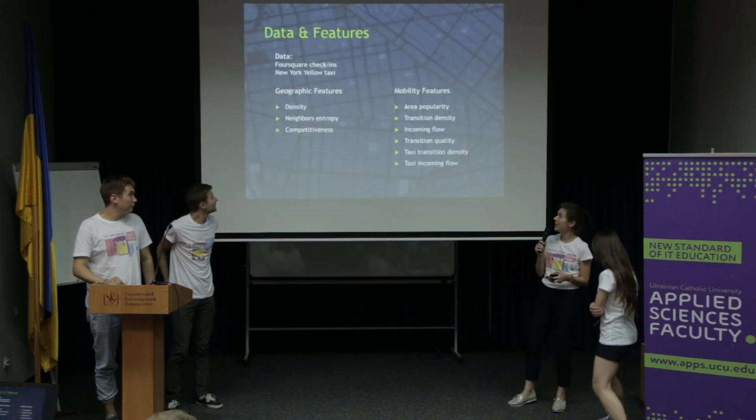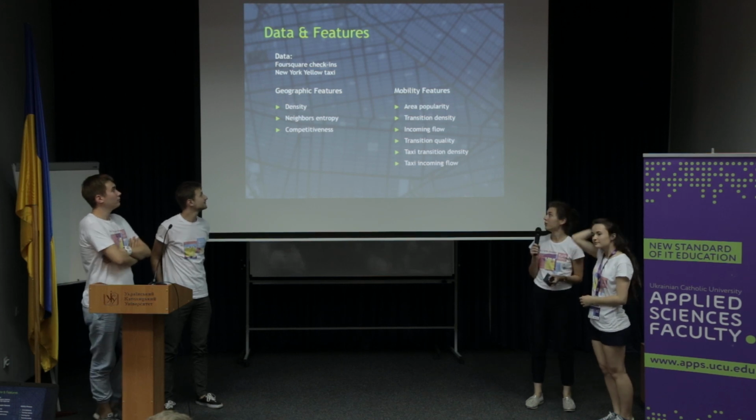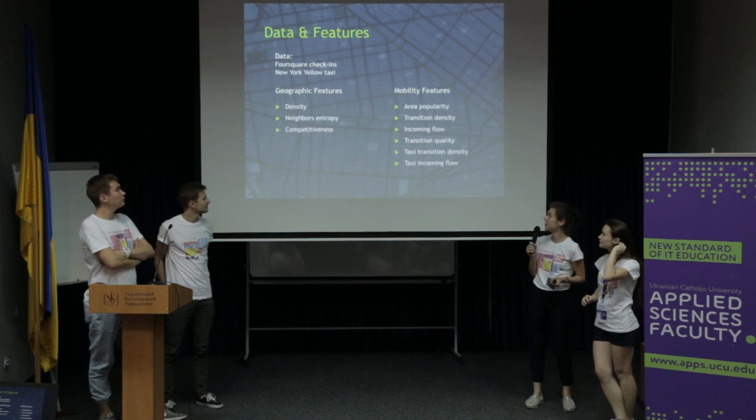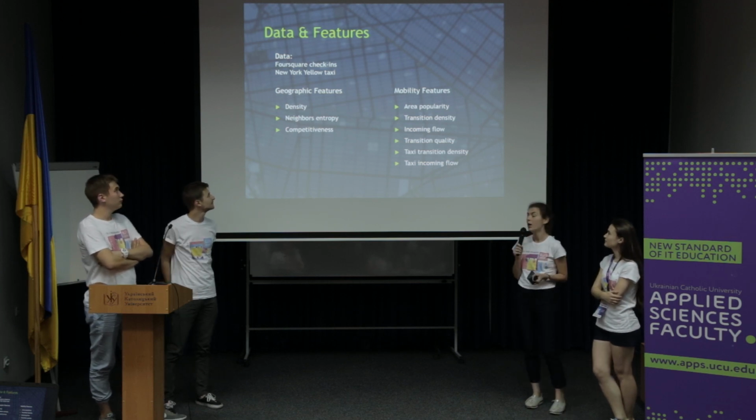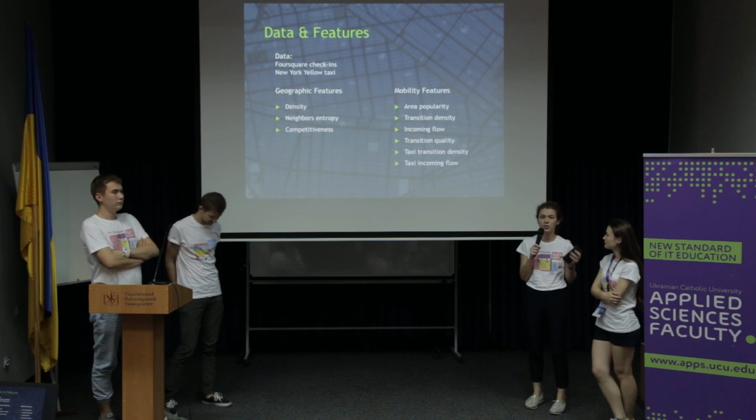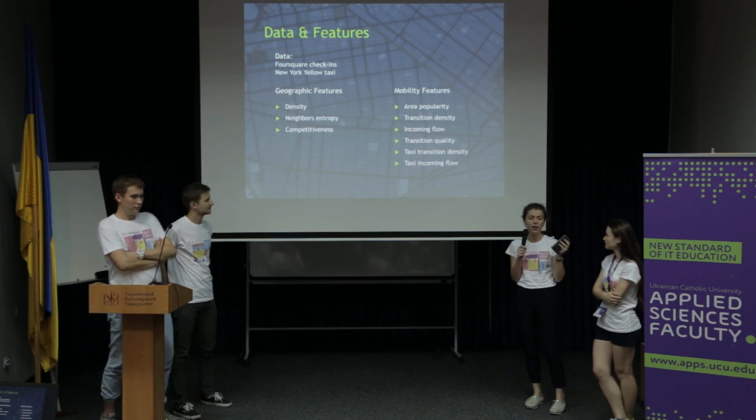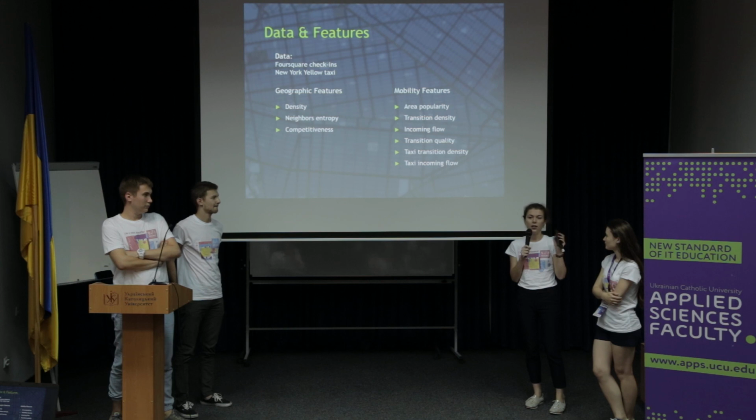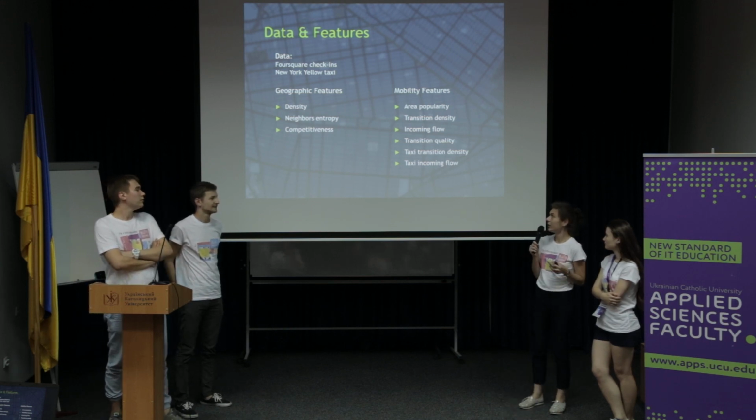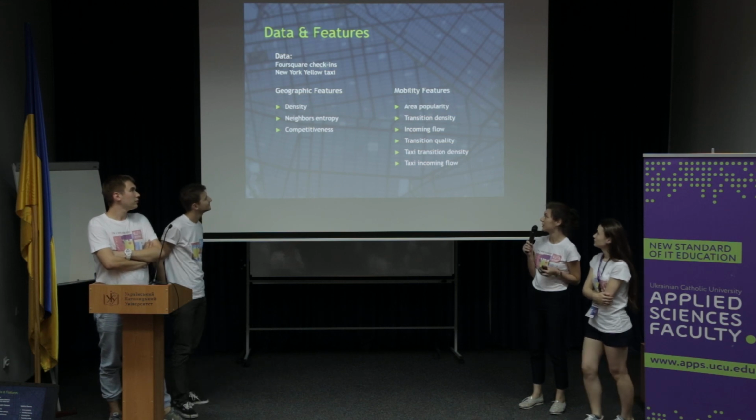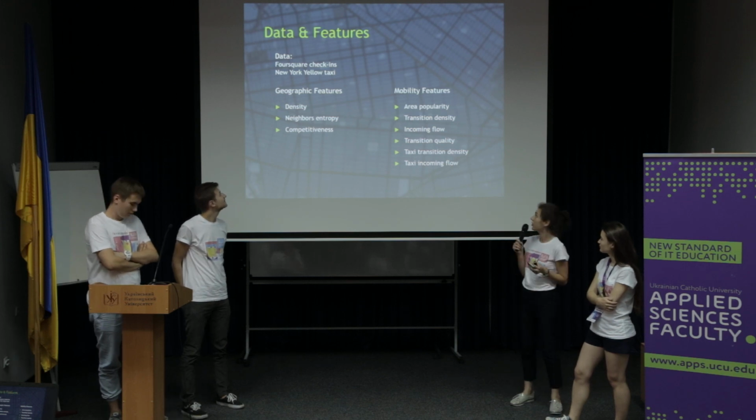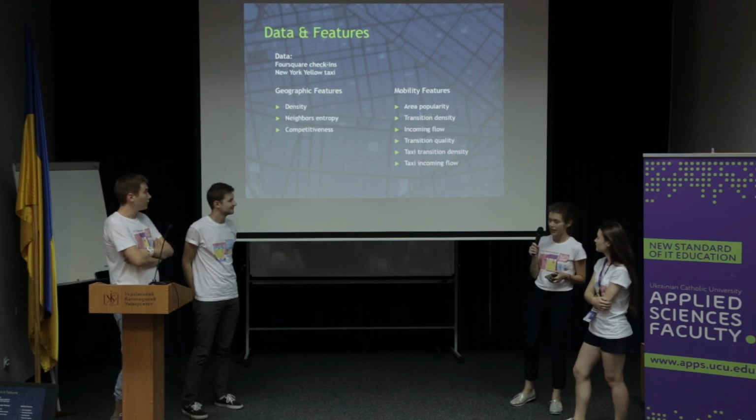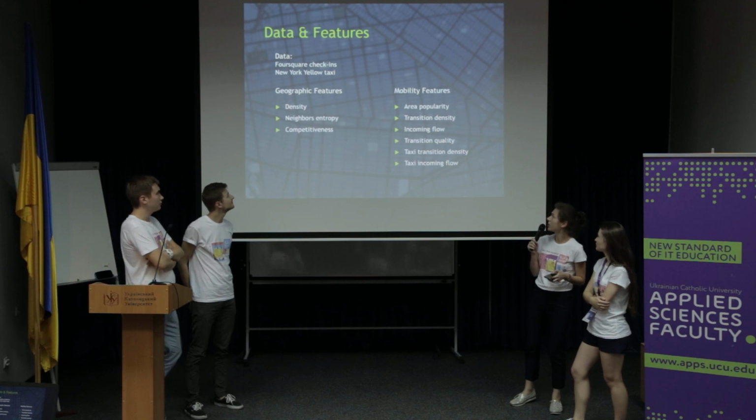So basically we built our model from two major data sources. The first one is Foursquare check-ins, and the second is New York Yellow Taxi. For those who may not know what a check-in is, it's basically the activity of you checking in on your phone at a particular place. We extracted from the data some features that can be divided into two main categories: the geographical and mobility features. But let's have a look at some examples.